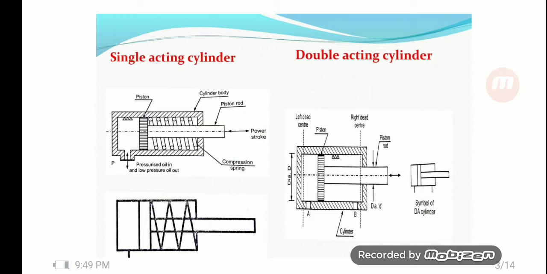When the flow starts entering from port B, the piston moves back in the reverse direction towards port A, and the oil or air filled in A is removed from port A. The symbol of the double acting cylinder is shown in the bottom figure.